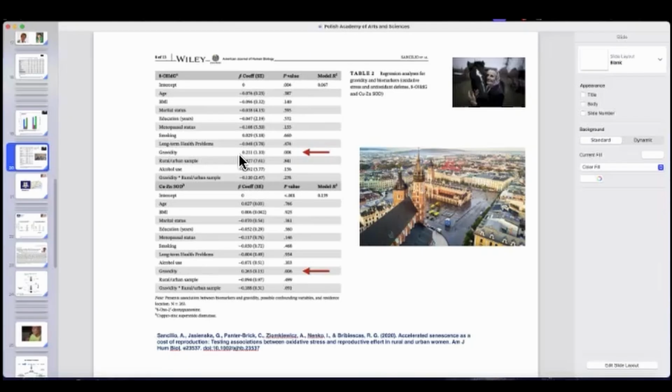And what she found was basically the same thing as indicated by the arrow here. When you look at 8-OHDG, 8-OHDG was positively associated with gravidity, as was SOD. And interestingly enough, there really was no difference between the rural or urban environments.